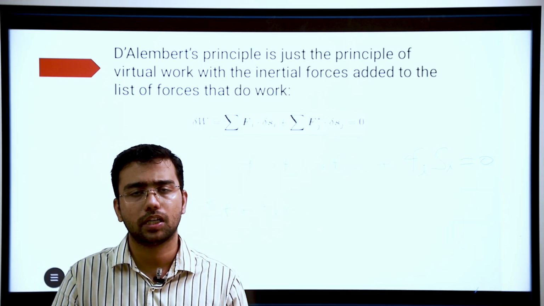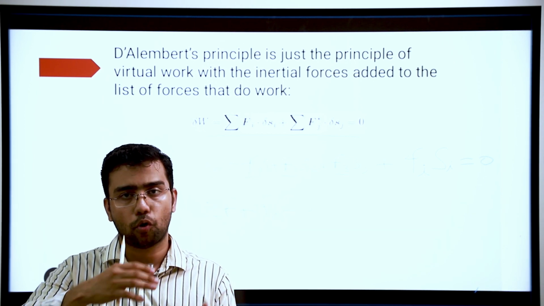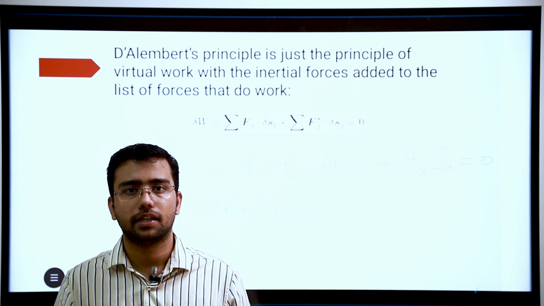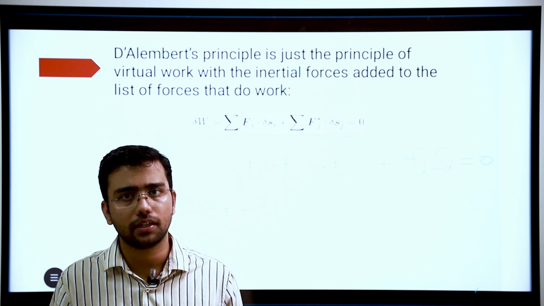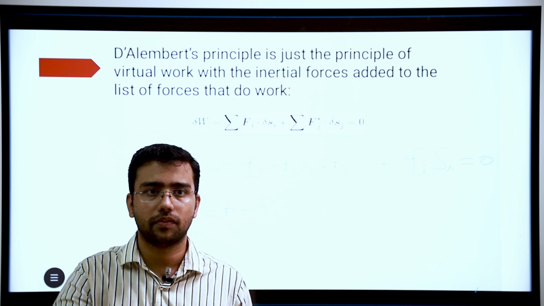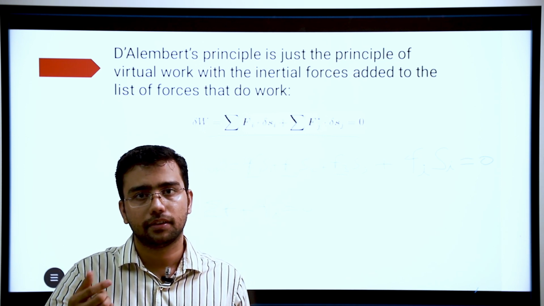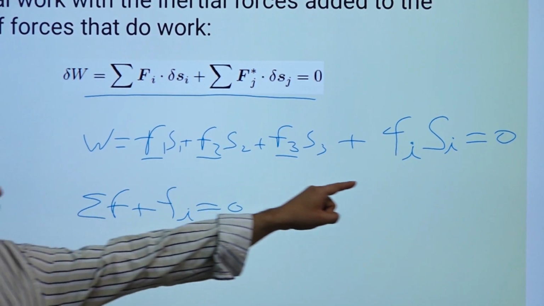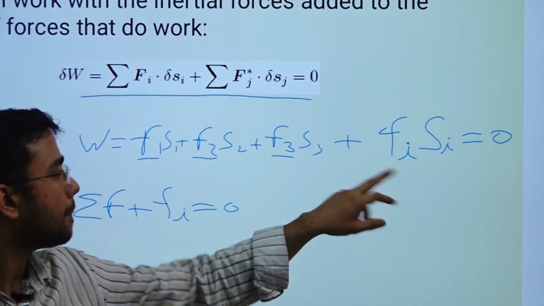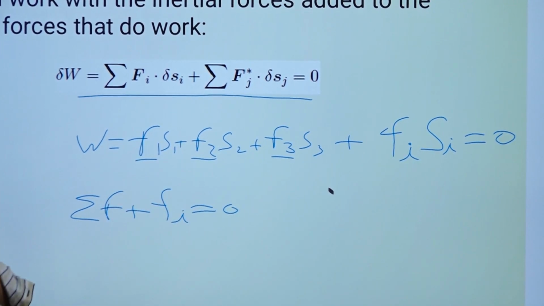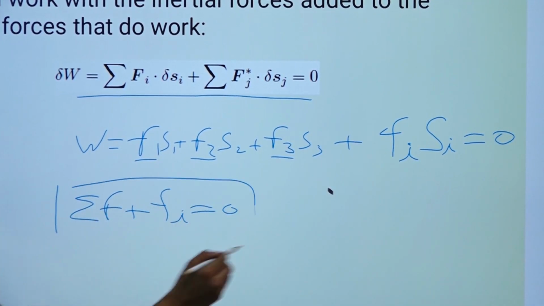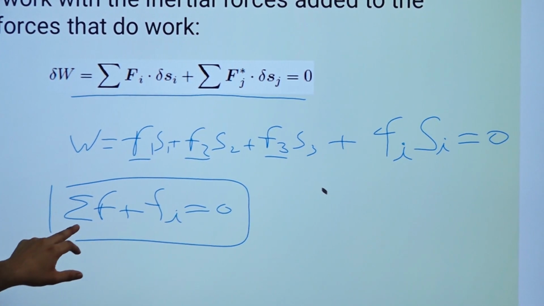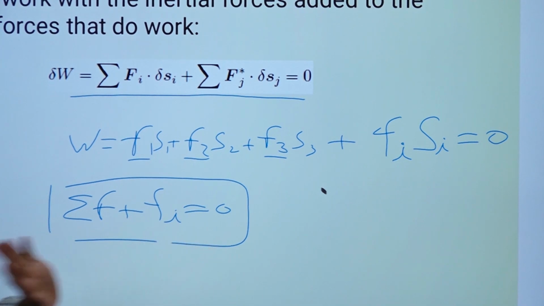Whenever we apply D'Alembert's principle, we assume that the body that is moving with some acceleration is static. It is just static, it is not moving anywhere, and when you assume the body is static, at that time you apply a reverse inertial force. The addition of all these things will be equal to 0. So this is the simple definition of D'Alembert's principle: addition of all the external forces plus inertia force equal to 0.